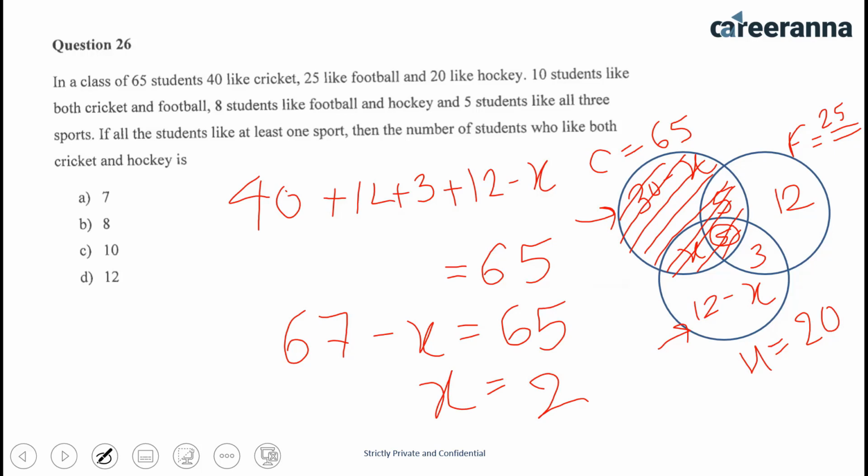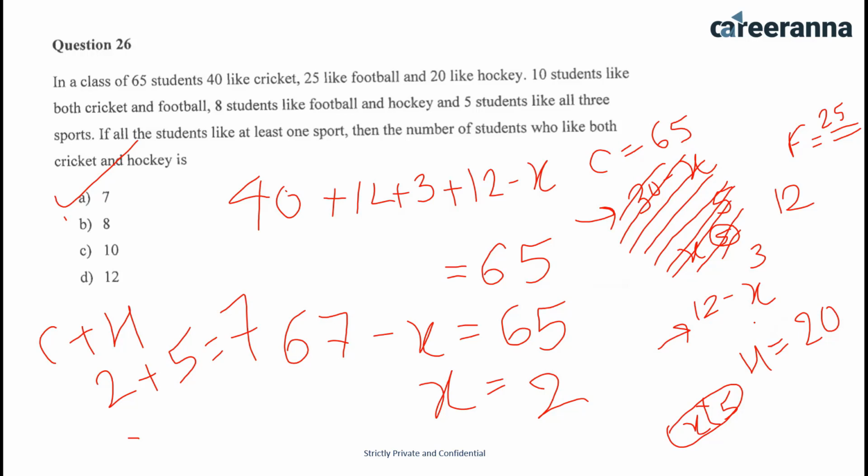Now since I got my value of x, I can find out any answer that the question is asking. Now the question is asking, find the number of students who like both cricket and hockey. So cricket and hockey means this value x and 5. So cricket and hockey means 2 plus 5, which is equal to 7. Hence our answer to this question becomes option A.